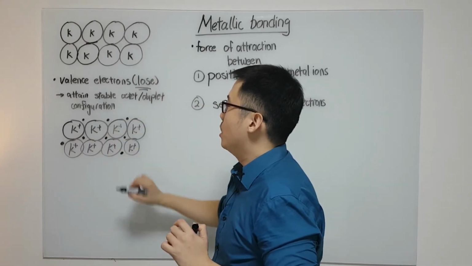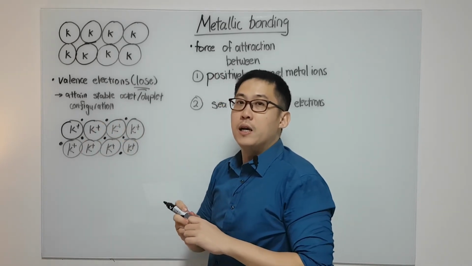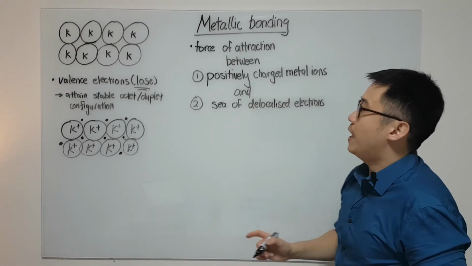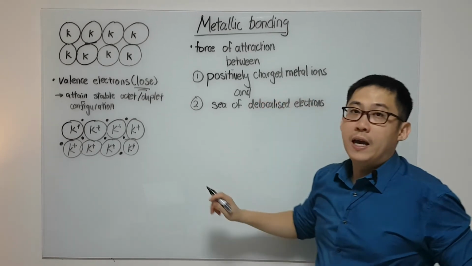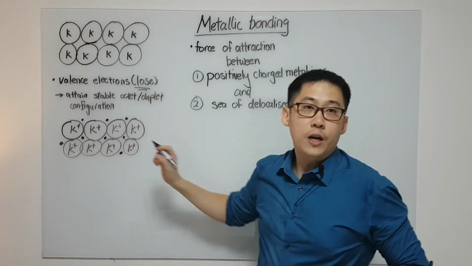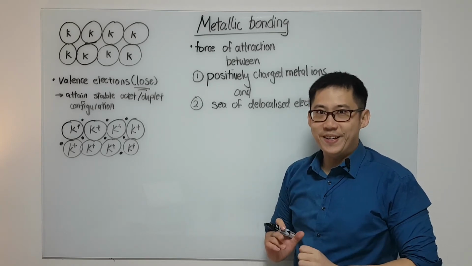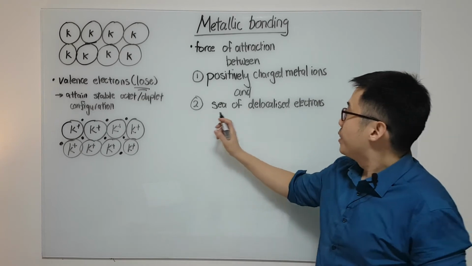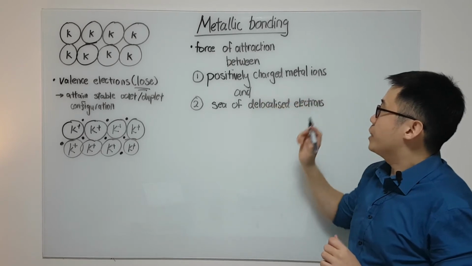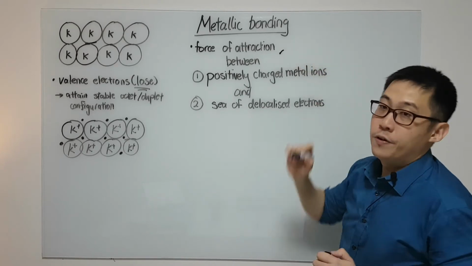Now, these electrons will basically be moving all around these metal cations. So what happens in this case? You have positively charged metal ions over here, as well as a sea of delocalized electrons moving around. Because the sea of delocalized electrons is negatively charged and the metal ions are positively charged, they will have a force of attraction.